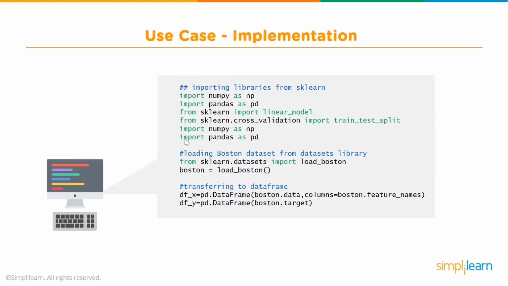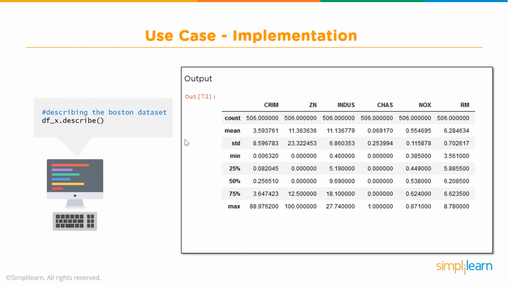Let me go through the entire process once more for your convenience. Firstly, we import the various libraries from scikit-learn. Then we load the Boston dataset from scikit-learn. Then we transfer the data into two different data frames. If we describe the Boston dataset, we get a table wherein we get the count, mean value and standard deviation for every feature.